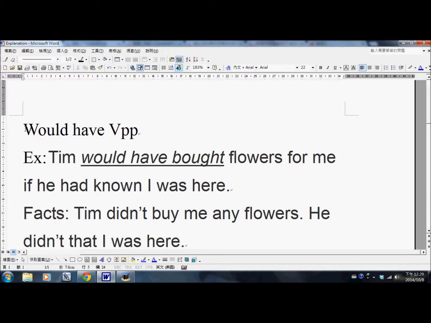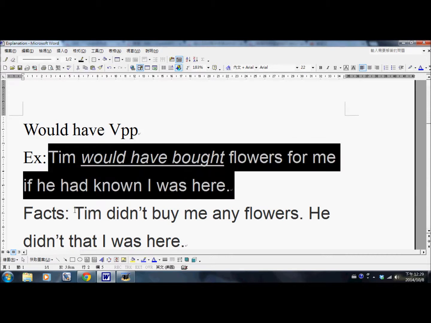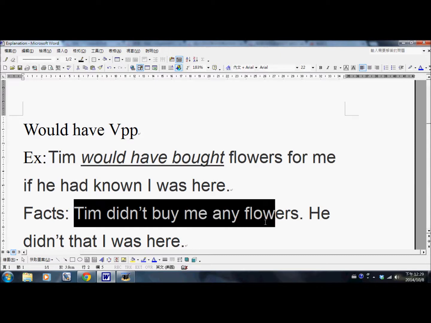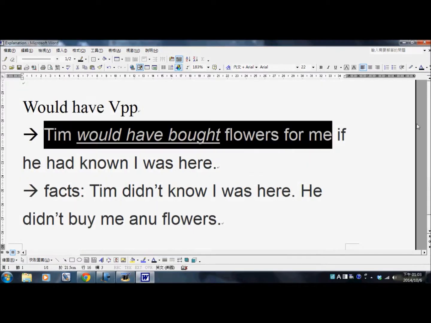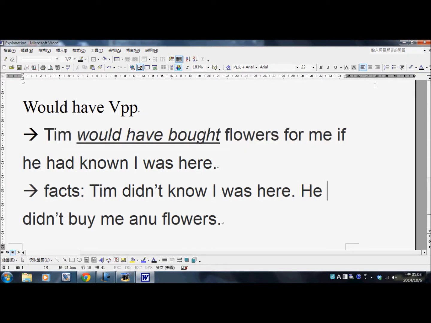So when we use would have with verb past participle, we're talking about something that a person would have done if he had known something. But the fact remains. Look at this example over here. The fact remains that Tim didn't buy me any flowers because he didn't know that I was here. Alright? So let's go back to our lesson plan.